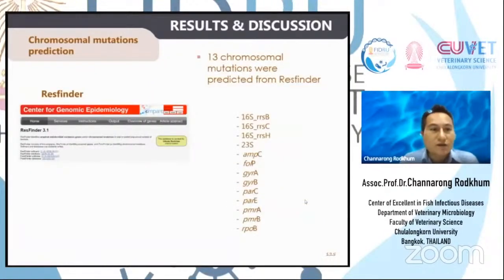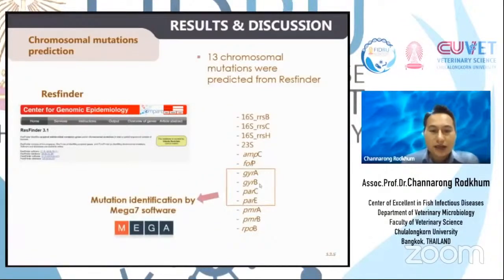From our results from the ResFinder program, or ResFinder bioinformatics tool, we found 13 chromosomal mutations were predicted, including this one. And the gene that I marked, this one, is the gene associated with quinolone or fluoroquinolone resistance in the genome of the bacteria. And after that, we identified the mutation in this gene by MEGA7 software.